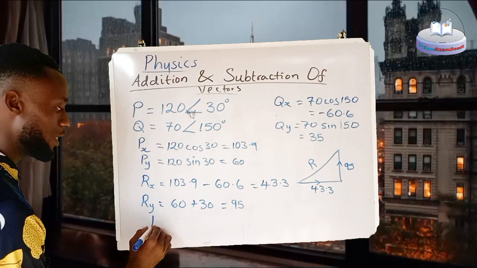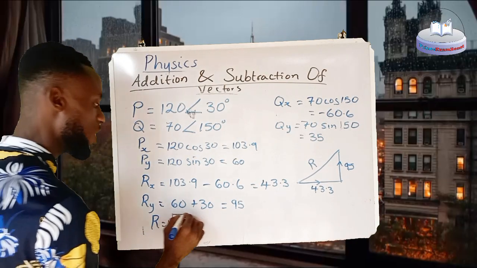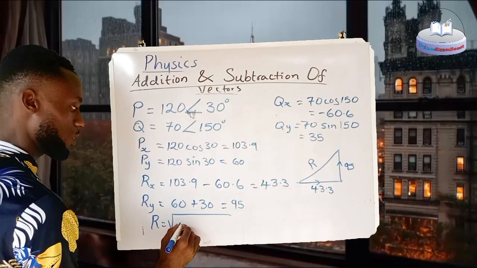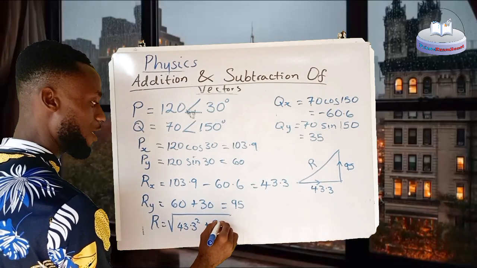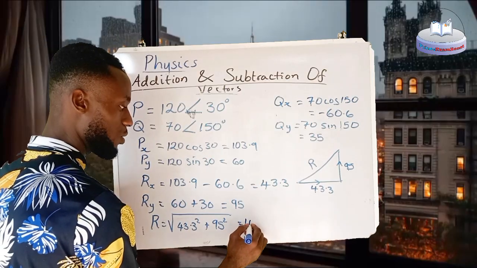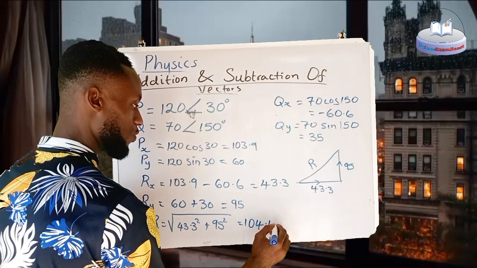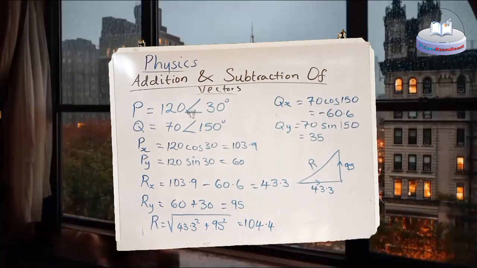So that means that the arrow itself becomes the square root of 43.3 squared plus 95 squared, which is 104.4. Now that's for the magnitude.